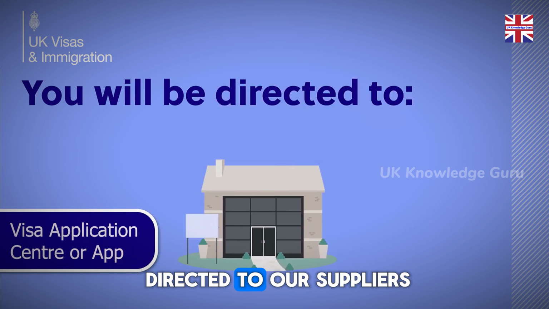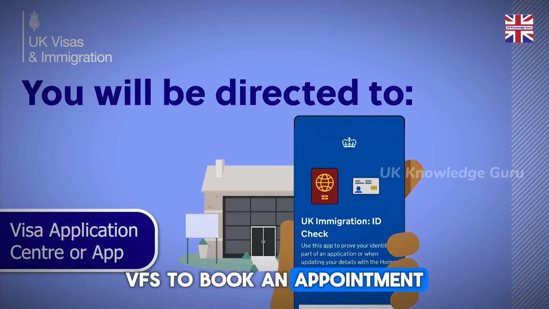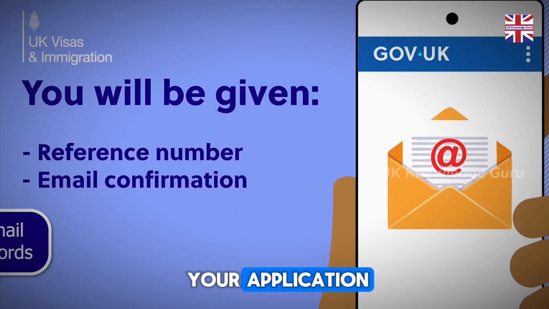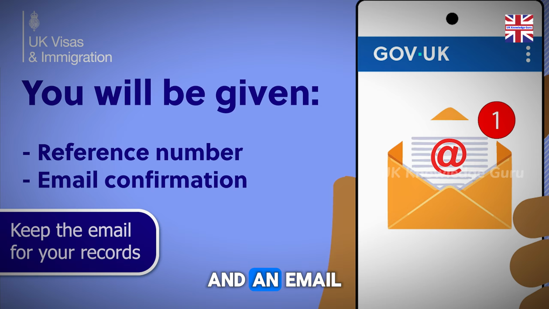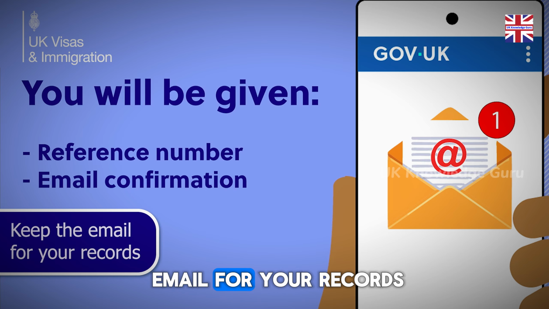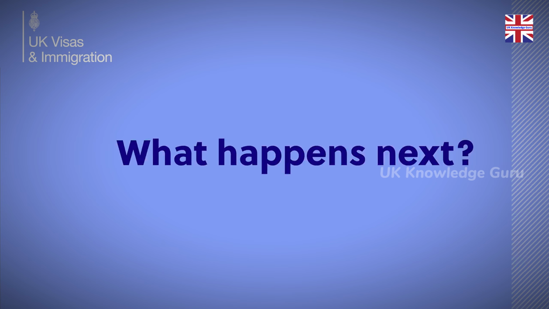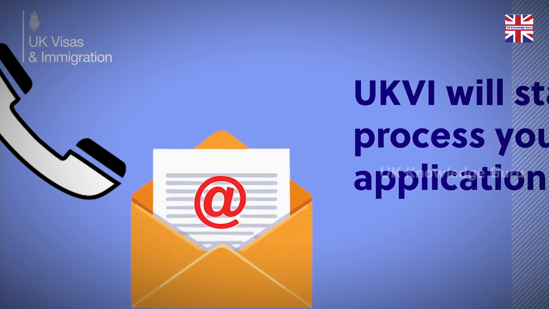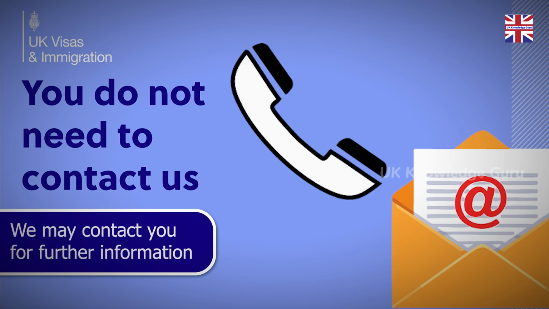You will either be directed to our suppliers, VFS, to book an appointment or to follow the steps on the IDV app. At the end of your application, you will be given a reference number and an email to confirm the application has been completed. You should retain this email for your records. What happens next? UKVI will start to process your application. You do not need to contact us once your application is submitted.